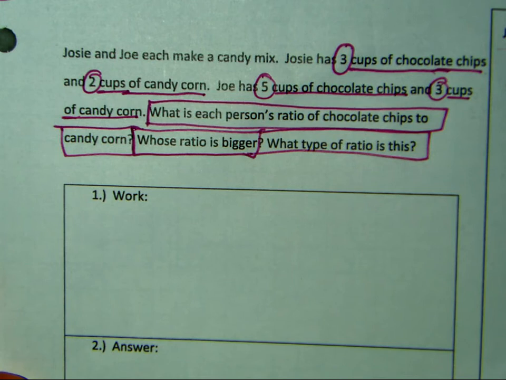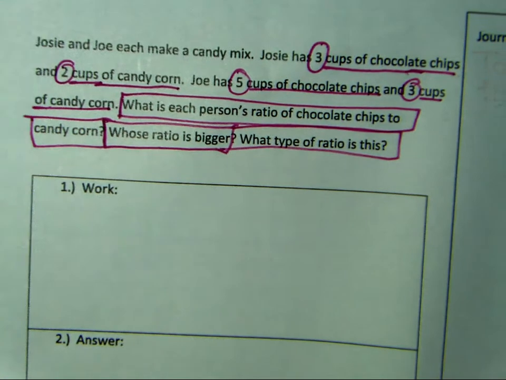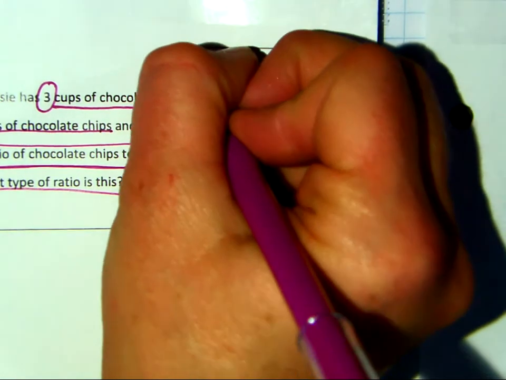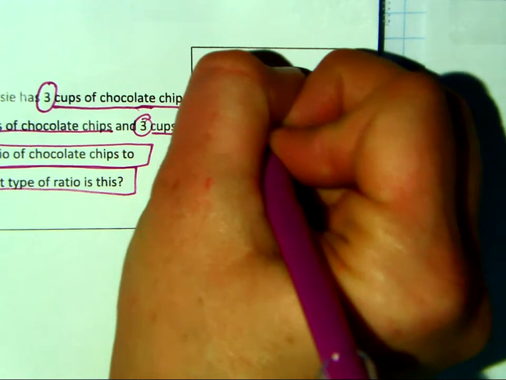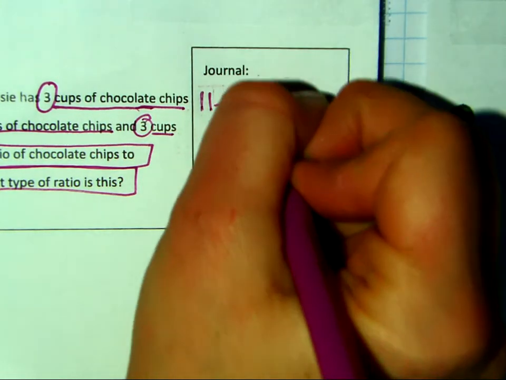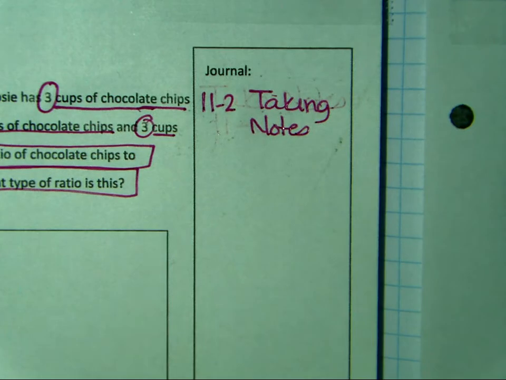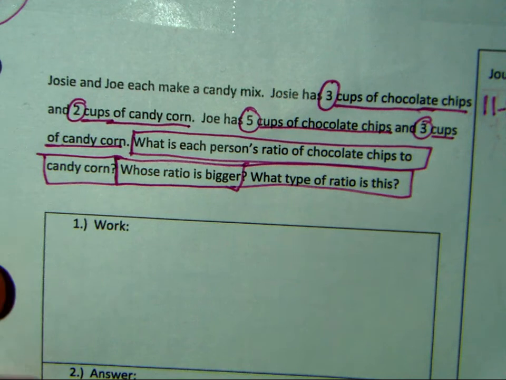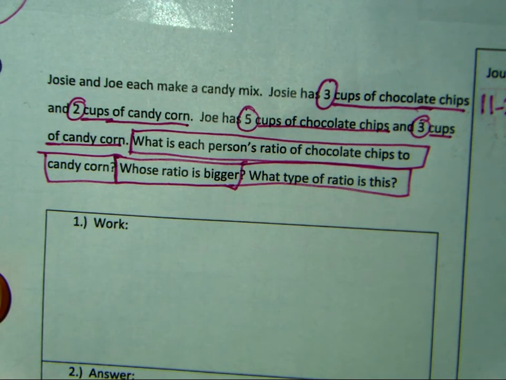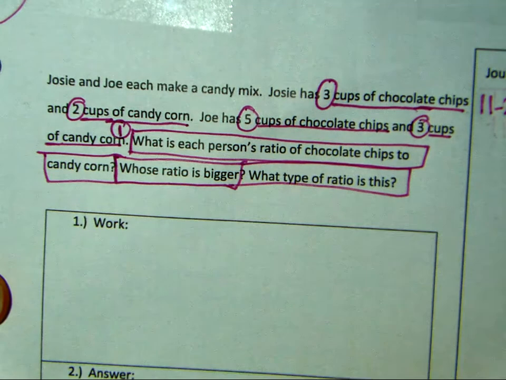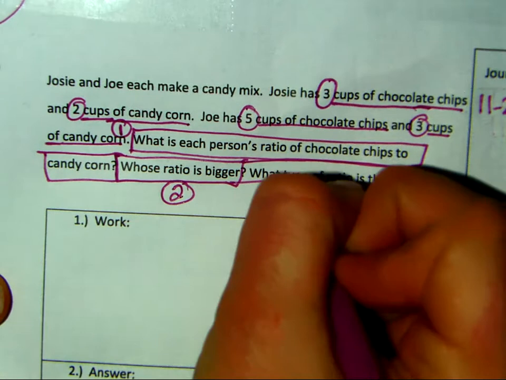By the way, where it says journal, put that we are on 11-2 and we are taking notes. That's your first revision. And remember, we want to go back and revisit these notes 5 times. So now, back to our question. This is question 1, question 2, and question 3.